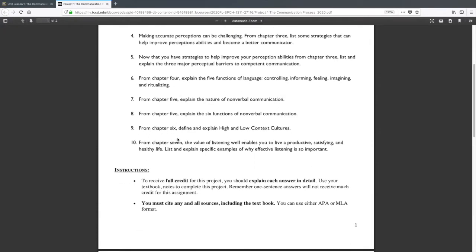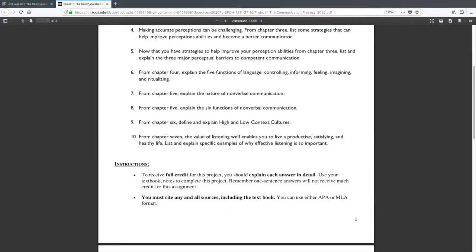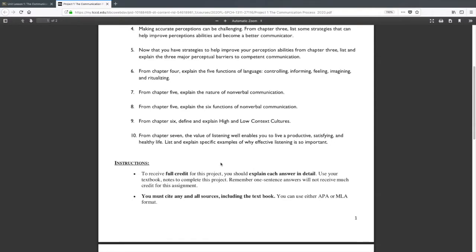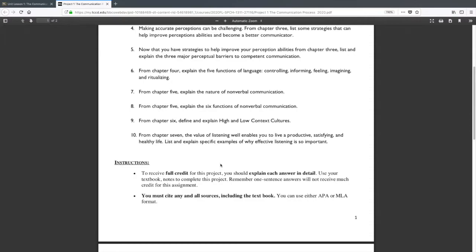It says to receive full credit for this project, you should explain each answer in detail. You could use your textbook notes to complete this project. Remember, one sentence answers will not receive much credit for this assignment.